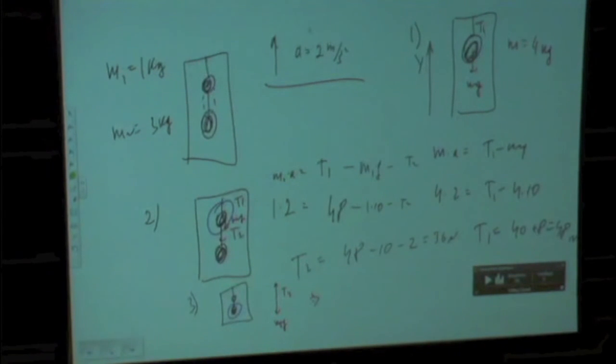So hence, this mass, which is 3, times this acceleration, which is 2, should be equal to T2 minus this mass, which is 3, times acceleration due to gravity, which is 10. So T2, again, is indeed equal to 36 newtons. Matches. Everything fits. So the internal, the external, it's not written in the skies, in blood. It depends on our choice.